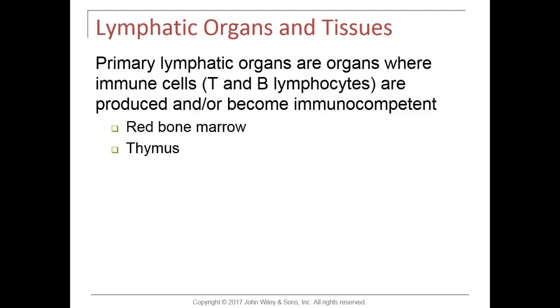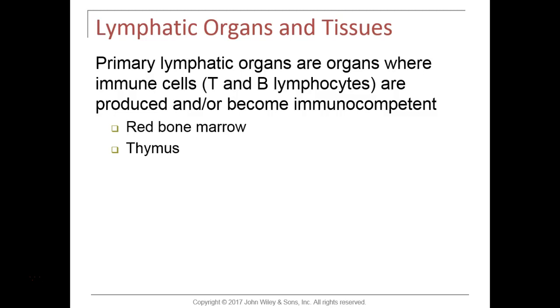So let's talk about the primary and secondary lymphatic organs in the body. All of the organs I was mentioning before, part of the lymphatic system, can be separated into primary or secondary lymphatic organs. The primary lymphatic organs consist of two things: red bone marrow and the thymus gland. The primary lymphatic organs are the organs where immune system cells, the T cells and B cells, what we call T and B lymphocytes, are either produced and or become immunocompetent.